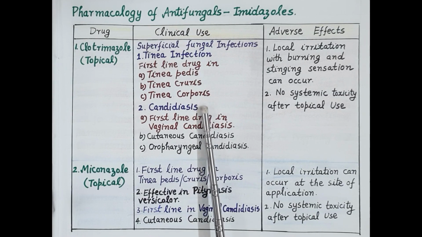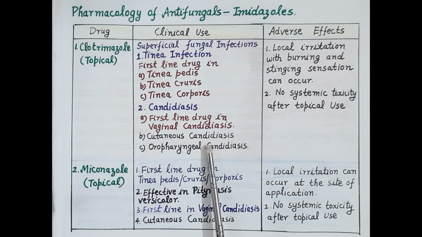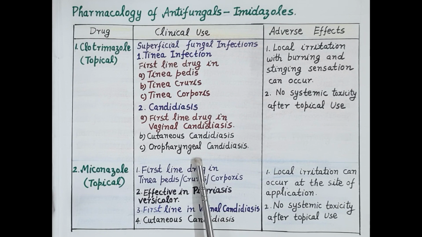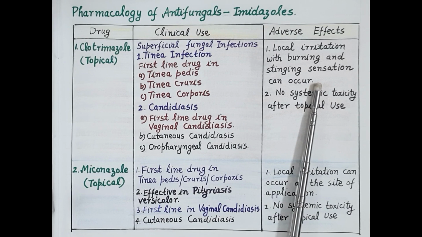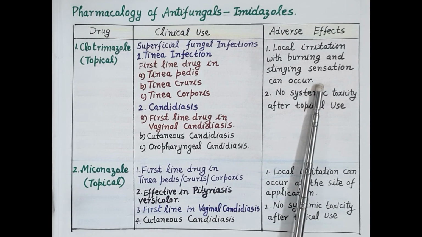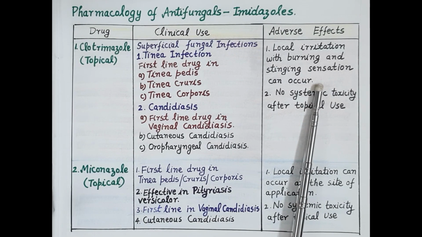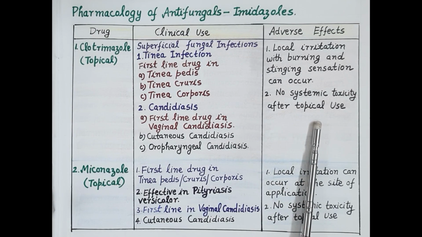Apart from the tinea infections, clotrimazole is also a drug of choice in the treatment of vaginal candidiasis, and it also effectively treats cutaneous candidiasis, and in the treatment of oropharyngeal candidiasis, it is used as a troche or lozenge. Now topical clotrimazole can cause local irritation with burning and stinging sensation at the site of application. However, no systemic toxicity is seen after the topical use.